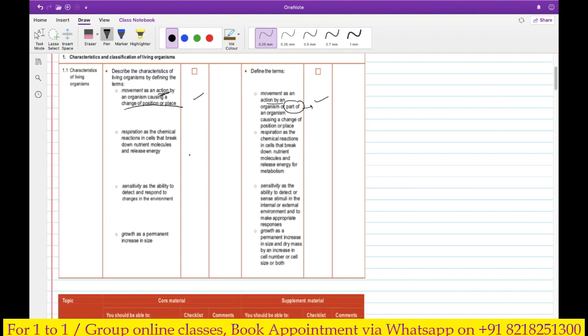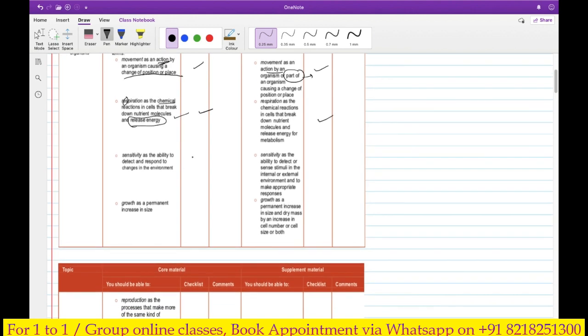Respiration, I said, remember E for energy. It's like a chemical process happening inside the cell that is taking the nutrients and releasing the energy. So don't mix it with breathing. Don't say respiration is taking in oxygen and throwing out carbon dioxide. No, that is breathing. Respiration is the release of energy by the breakdown of nutrient molecules. Whatever reactions are happening in the body, we call them metabolic reactions. So respiration is the chemical reaction in which the cells break down the nutrient molecules and release the energy.